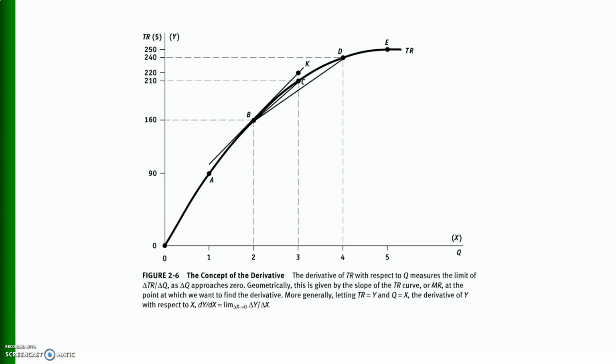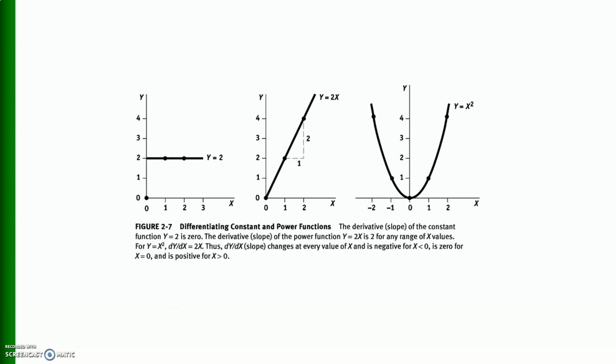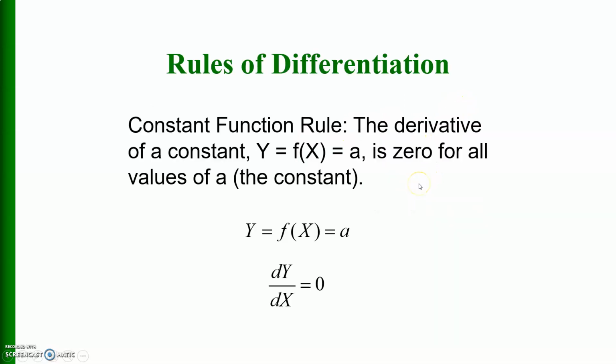More generally, letting total revenue be y and q be x, the derivative of y with respect to x is equal to dy over dx, the limit of delta y over delta x as delta x approaches 0. These are some of the graphs. When y is constant, then the slope of the curve is horizontal. And if we have a linear curve, in that case we have the graph like this and the slope is equal to 2. And if we have a quadratic function, then the graph will be like this.